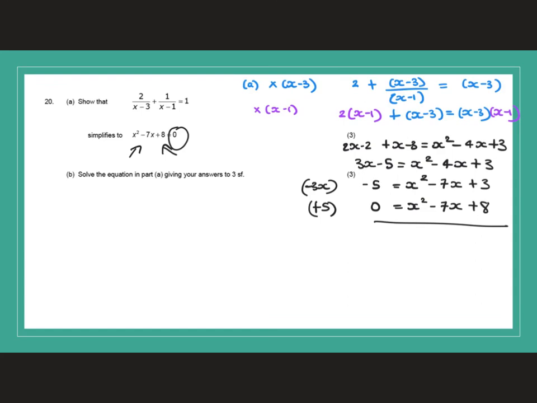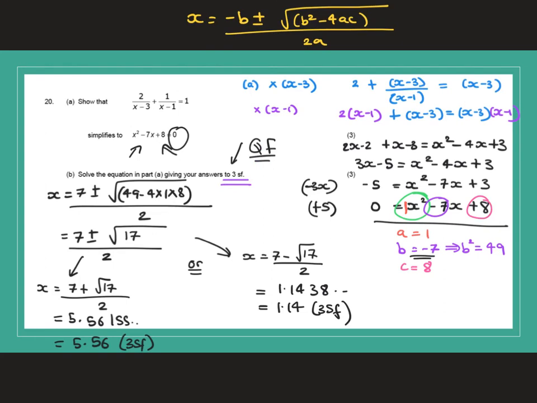Solve this equation. Look at the equation, it's quadratic. There is a value of x squared here. So we need to make sure we state our values of a, b and c. So a is equal to 1, b is negative 7, and you can see here I've also written b squared, which is 49, and c is 8. By writing the value of b squared, it will stop you making silly mistakes on your calculator.